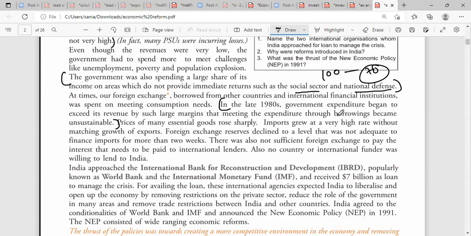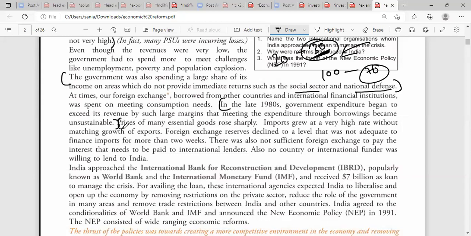Now, next thing, what happened in the 1980s? Government expenditure began to exceed the revenue. Revenue means whatever money you are getting, and expenditure means whatever money you are spending. So government expenditure increased, but revenue remained the same. For example, your salary is 20 rupees and you are spending 30 rupees. So it's a negative thing. This 10 rupees extra, you will take from somebody else. So this was the third problem.